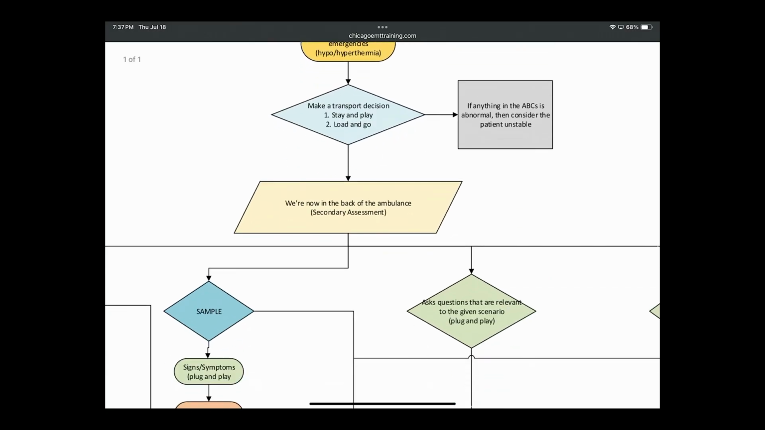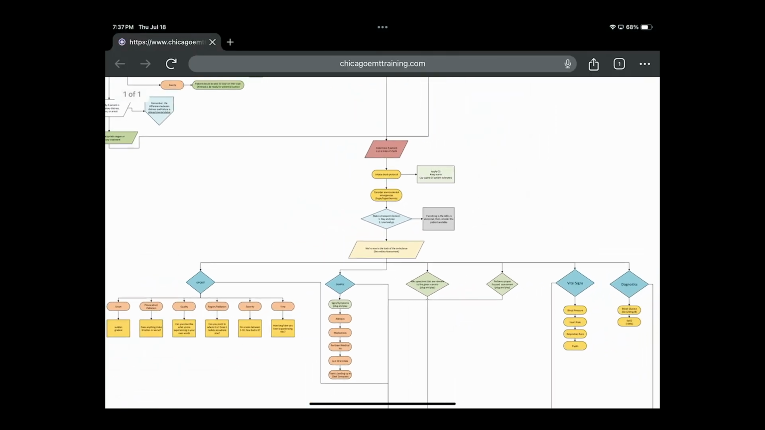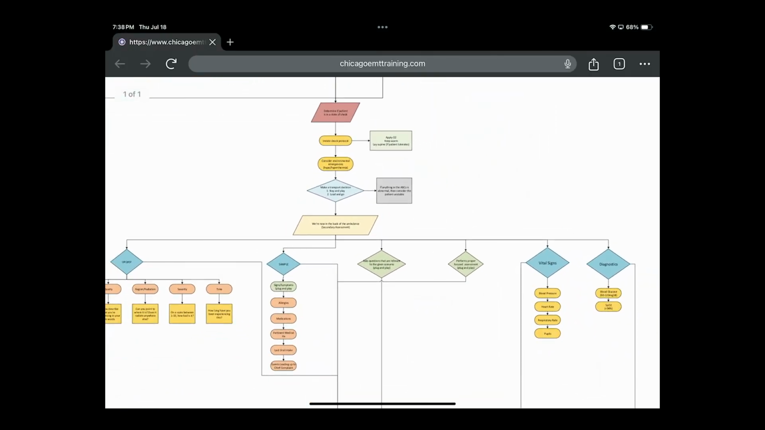So if we were to continue, we are now in the back of the ambulance. And if I were to zoom out, you see these 6 things all equal in line: OPQRST, SAMPLE, questions relevant to the chief complaint, and a physical focused assessment pertinent to the chief complaint as well, and then vital signs and diagnostics. And they're all equal to each other. You can do them in whatever order you want. But when we first introduce this in the class, we want you to stick to the script because we don't want you to miss out on any points. And in real life, you're going to have partners to help you out with this simultaneously.